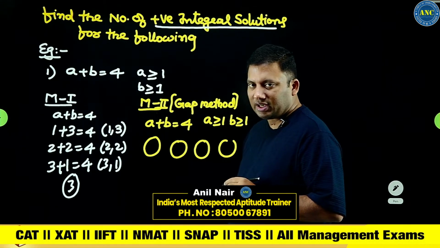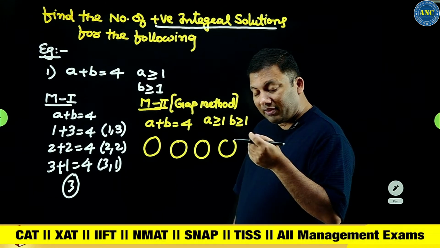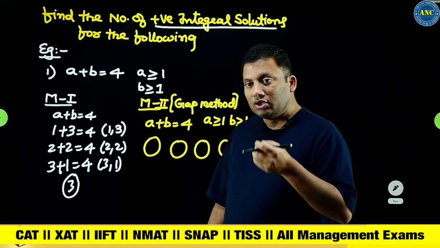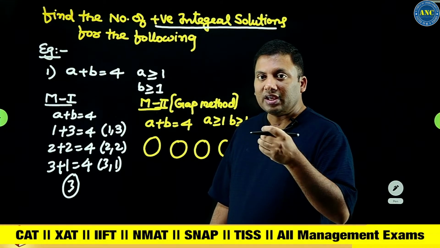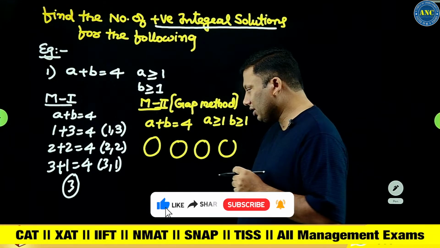Whatever the right hand side number is, assume that many balls are there with you. Whatever is on the left hand side, you need to arrange those balls in these buckets. A plus B is equivalent to 4. 4 balls are there. Now see here.